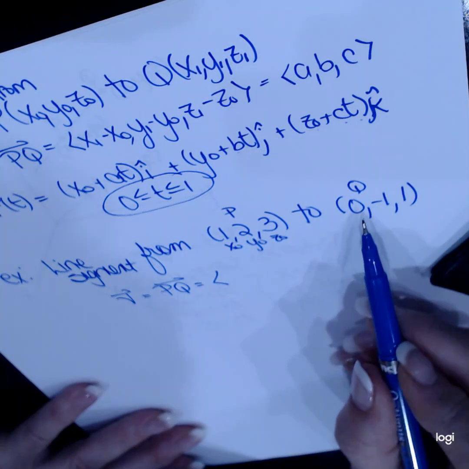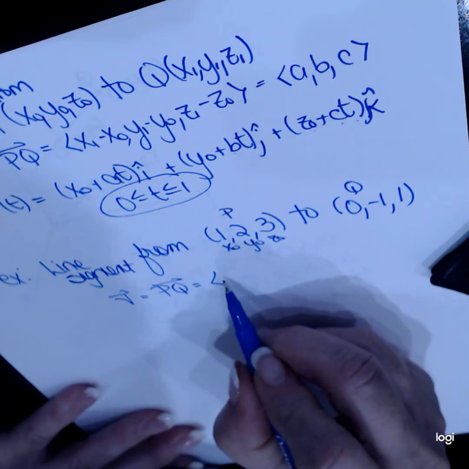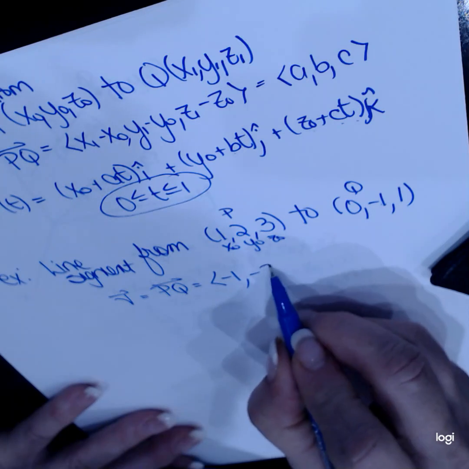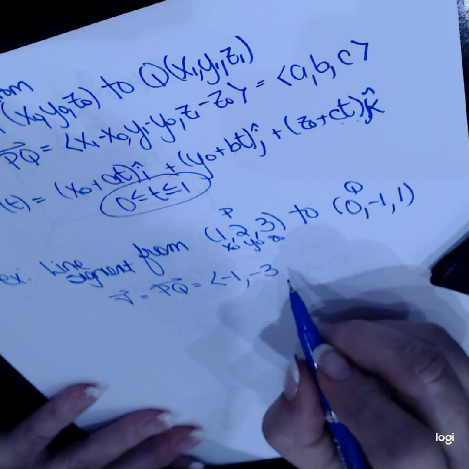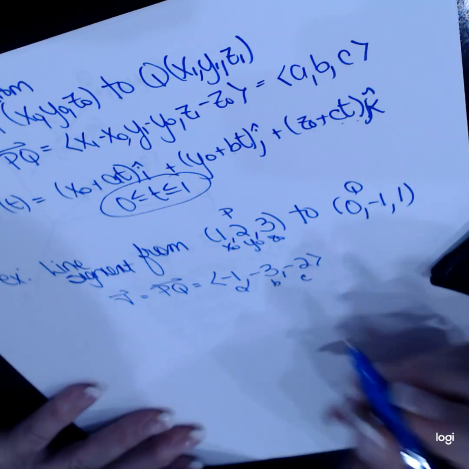And so you remember how this works. It's going to be terminal minus initial in each case. So 0 minus 1 is negative 1. Negative 1 minus 2 is negative 3, and 1 minus 3 is a negative 2. And this is where we get our A, B, and C.